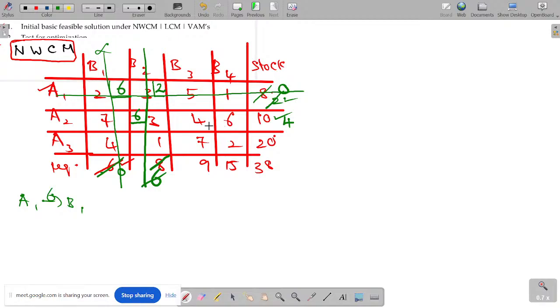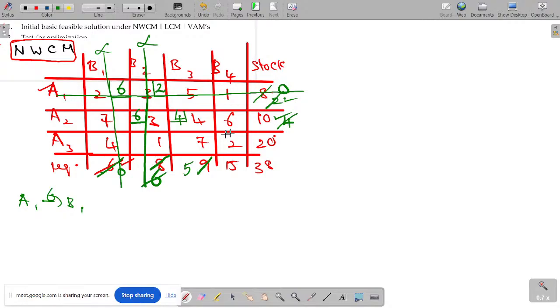Now let us go for the top left corner. This is the top left corner. See, I have struck out this one, I have struck out this one only. So this one is remaining, right? So this becomes my top left corner. Over here, only 4 units are available, but he requires 9 units. So just allocate 4 units over here. The remaining 5 units are yet to be supplied.